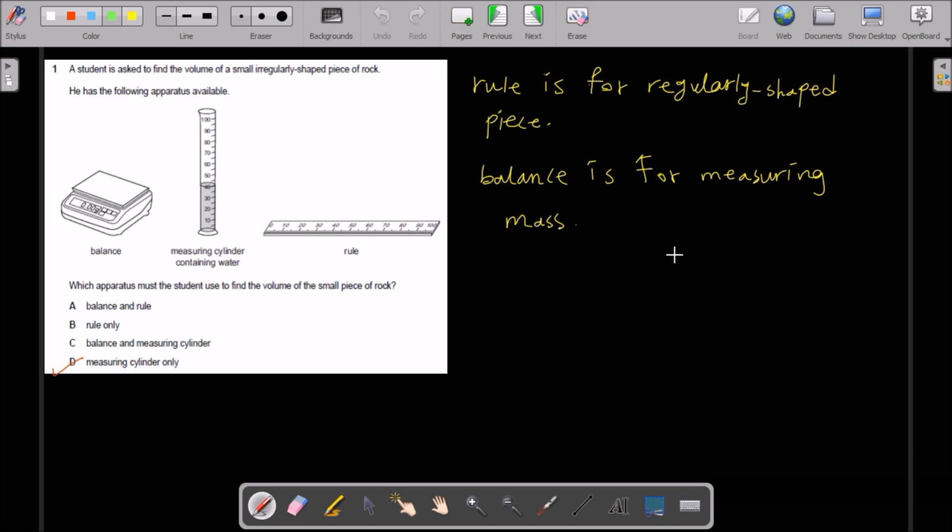Okay, you know that a rule is for a regularly shaped piece. Balance is for measuring mass. That's why for this question we need only the measuring cylinder. So D is right.